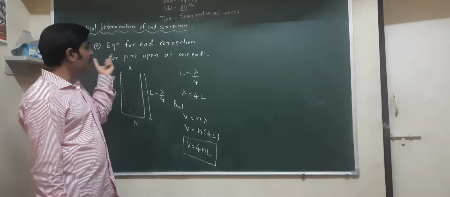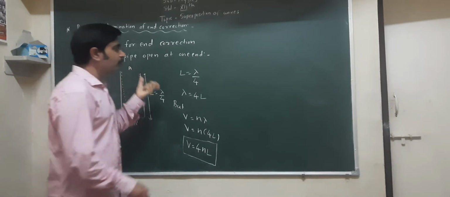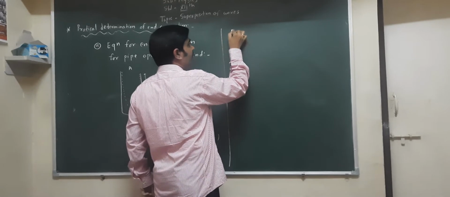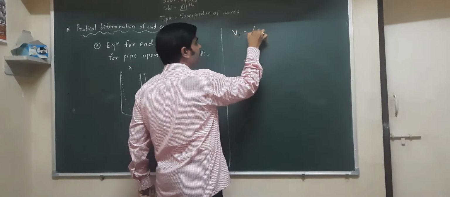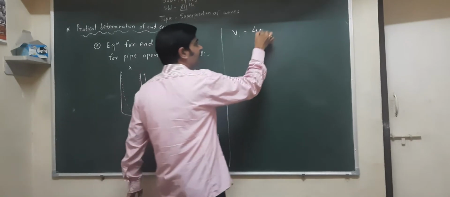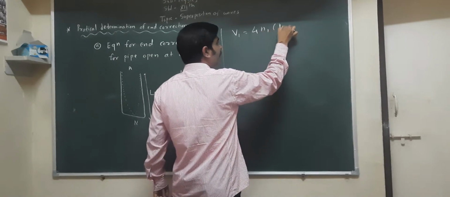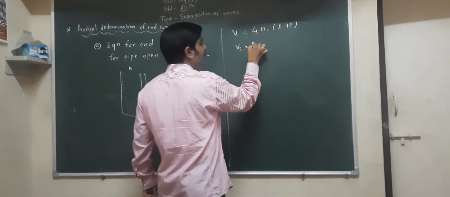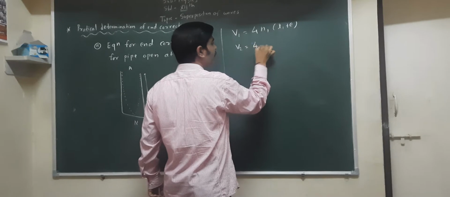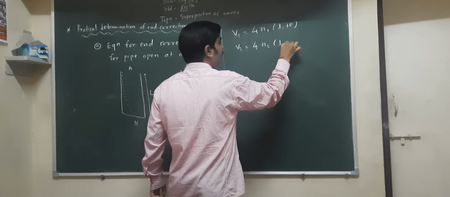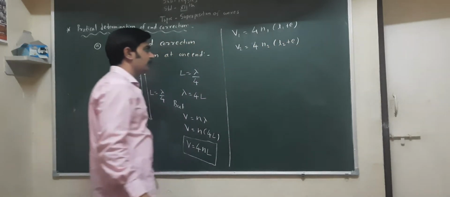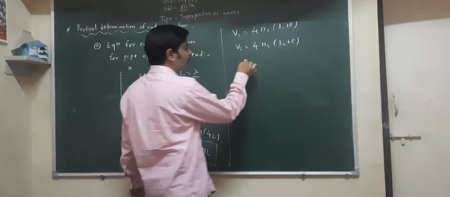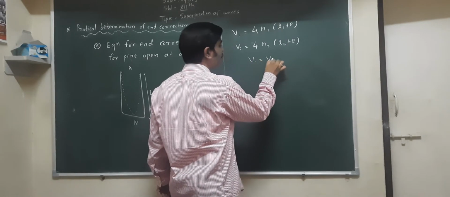Now our aim is to determine the equation for the end correction. So we have to compare the two velocities. V1 is equal to 4 n1 into bracket l1 plus e for the first wave, and V2 is equal to 4 n2 into bracket l2 plus e. So this is the first velocity, this is the second velocity. Now we have to compare these two. V1 is equal to V2.